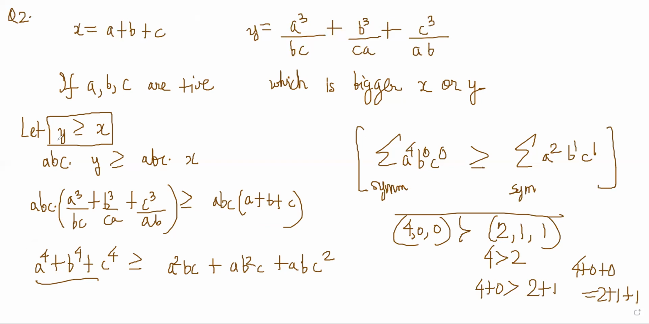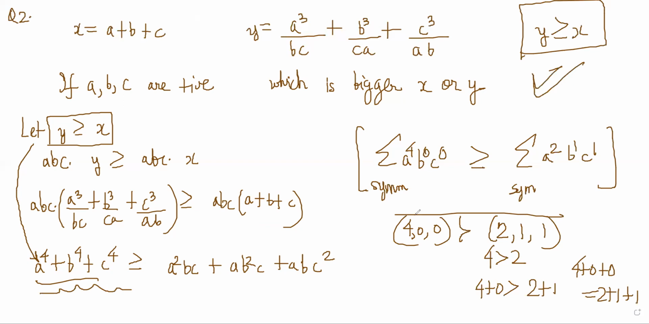And what we have gotten here is y greater than or equal to x implies this inequality. So therefore, the truth is that y is greater than or equal to x. That is the correct assumption because we got that by Muirhead. You can just reverse the steps of all of this.